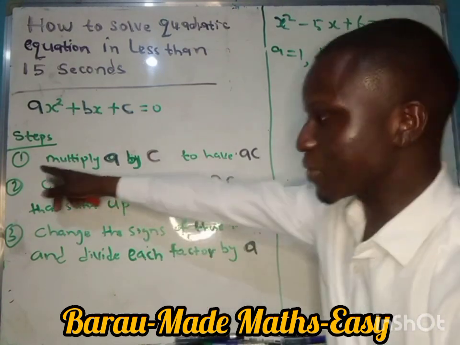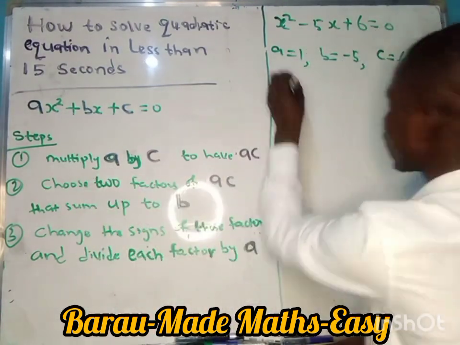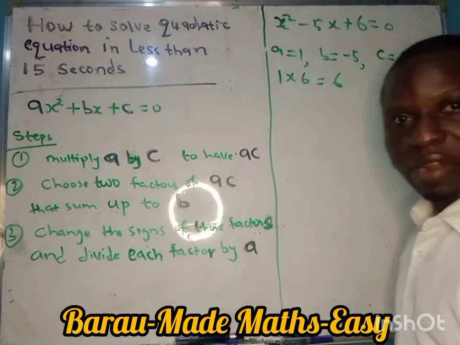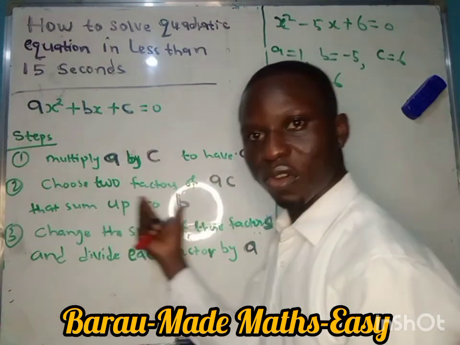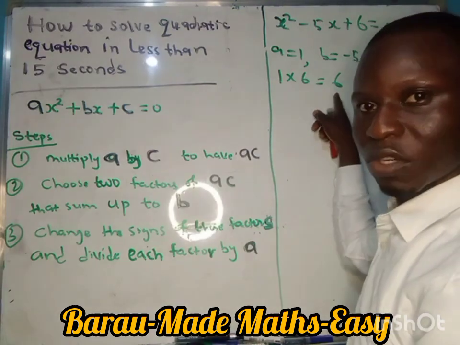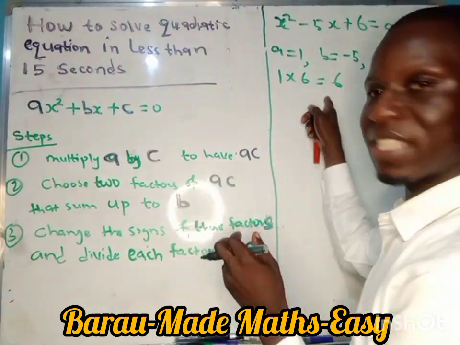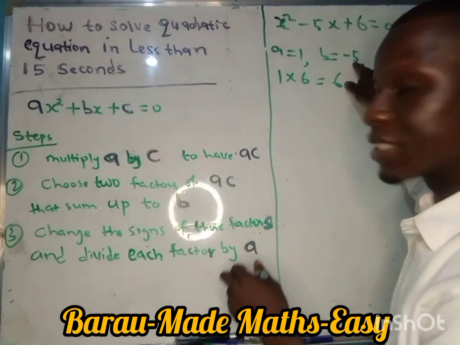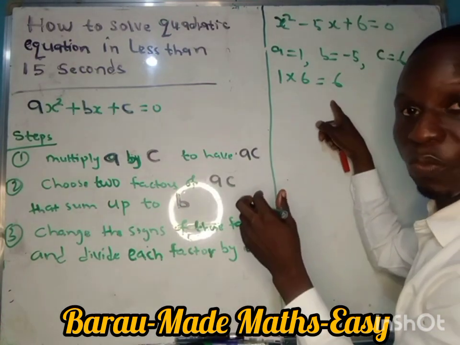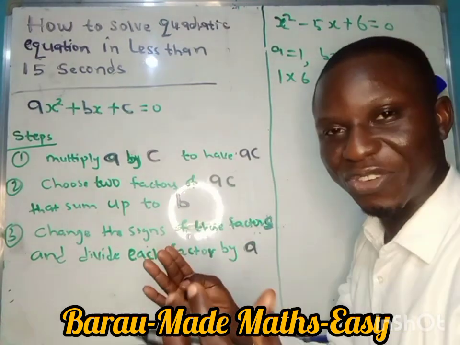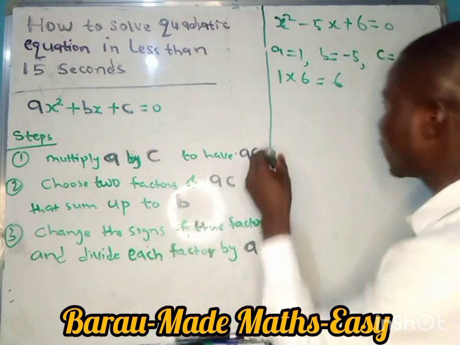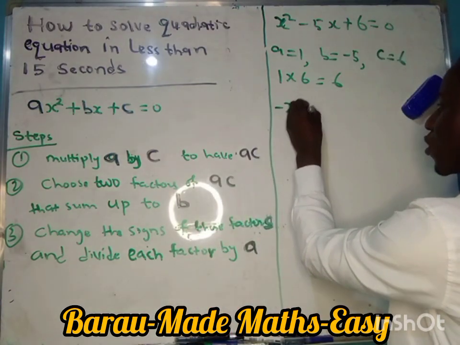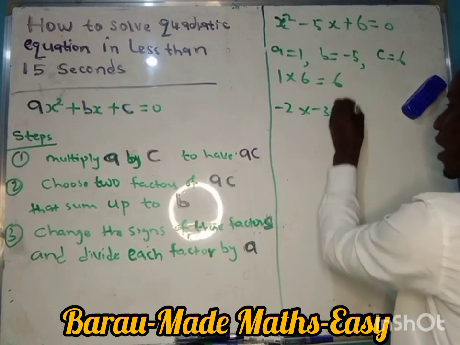So the first step stated that we multiply a by c. So when you multiply 1 by 6, you will still get 6. Now we'll choose two factors of this result, two numbers that when you multiply, you will get 6. And if you add them, you will get your b, which is minus 5. Since the sum is negative and the product is positive, it means the two numbers must be negative numbers. And what are these two numbers? The numbers are minus 2 and minus 3. So minus 2 multiplied by minus 3 will give us our answer 6.